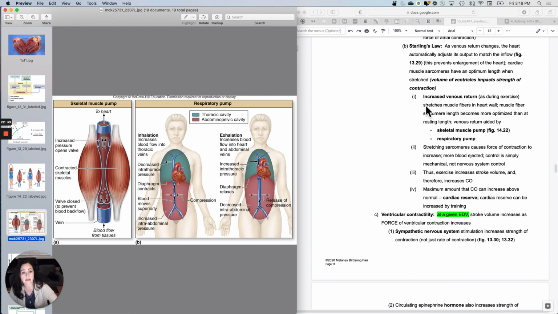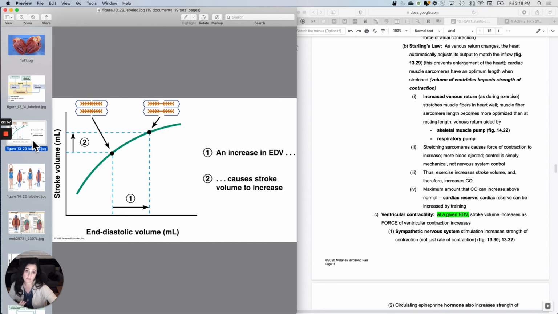So the big picture here is stretching those sarcomeres because of this increased venous return, because of the blood going back into the ventricles. Stretching the sarcomeres causes the force of contraction to increase, and then you get more blood ejected. This is simply mechanical control. This is not even involving the nervous system or hormones yet. It just says more full, I'll actually contract better. Like stretch a rubber band, it snaps better. Think of it that way. Thus, exercise increases stroke volume and therefore increases cardiac output. The maximum amount that you can increase cardiac output above normal is called your cardiac reserve, and you can actually increase that with cardiovascular training.